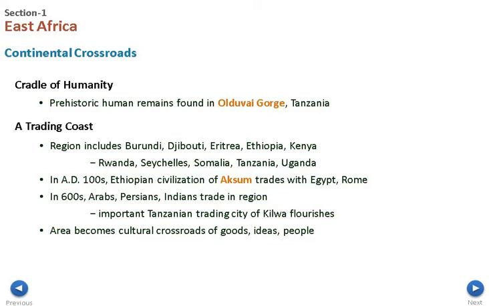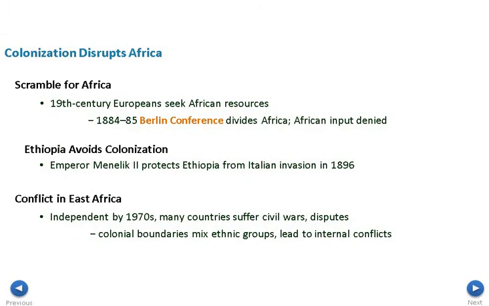In the 600s, the Arabs and Persians and Indians trade in this region as well. The important Tanzanian trading city of Kilwa is going to flourish. The area becomes a cultural crossroads, where good ideas and people start to spread, and this area becomes that cultural crossroads that we've talked about. Now, something we have not talked about but could not be more important: in the 1800s, the Europeans are really going to put an emphasis on Africa.